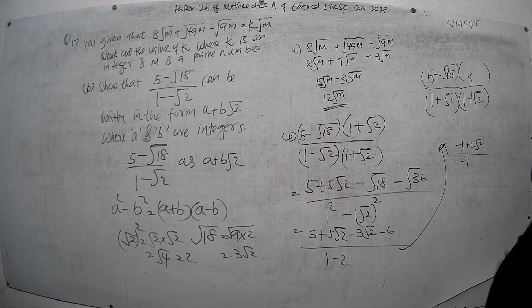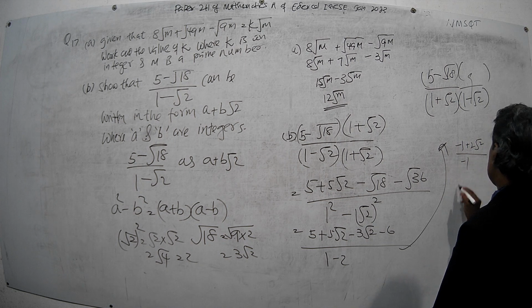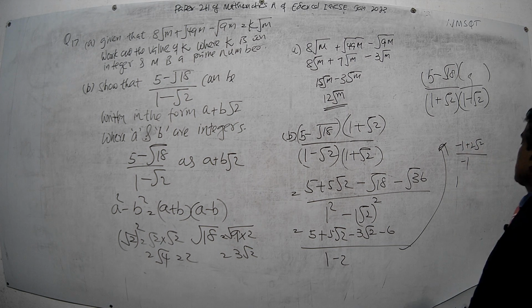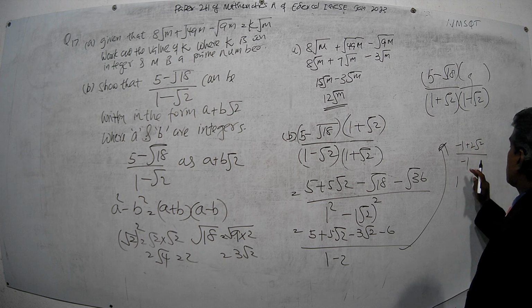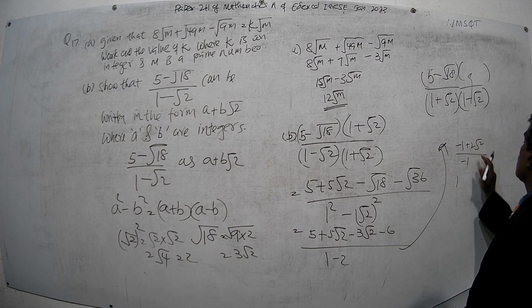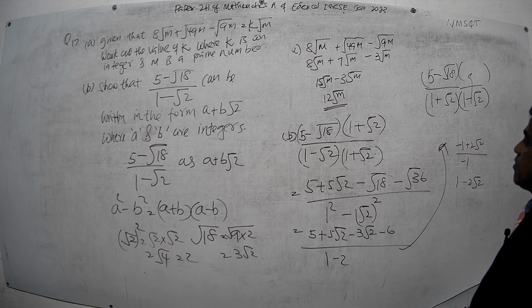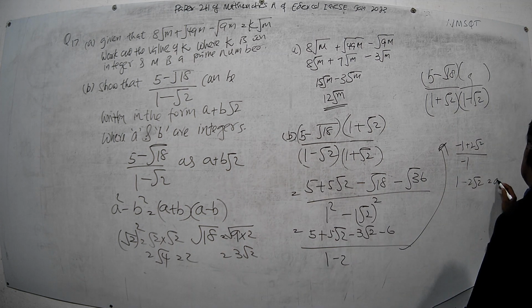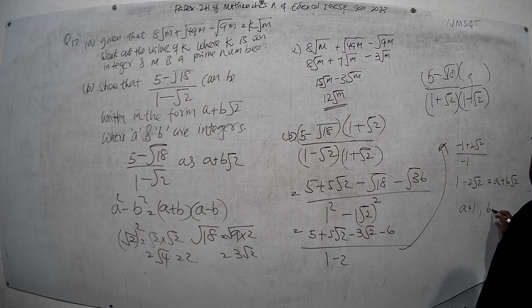Then we can divide both by minus 1. Minus 1 divided by minus 1 is 1, since dividing two numbers of the same sign gives a plus. Then 2 root 2 divided by minus 1 is minus 2 root 2. This is in the form they say, a plus b root 2. What is a? a equals 1, and b equals minus 2.